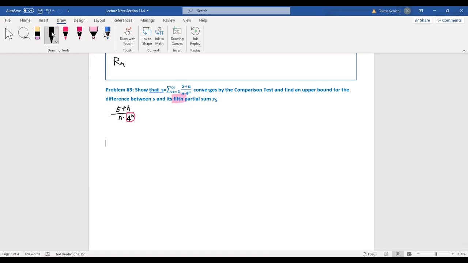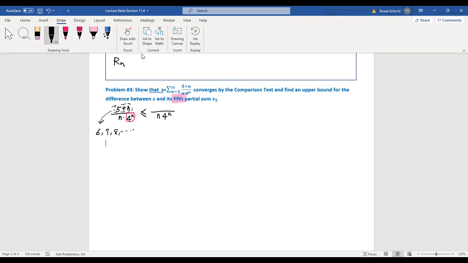All right, so let's see. What I can do is keep the n times 4 to the n here, and the 5 plus n, how do I change it to something? Of course, what we want is for this to be less than or equal to a convergent series. So for 5 plus n, think about it: for n equal to 1 you have 6, then you have 7, 8, right? So that's what the top values are going to be.